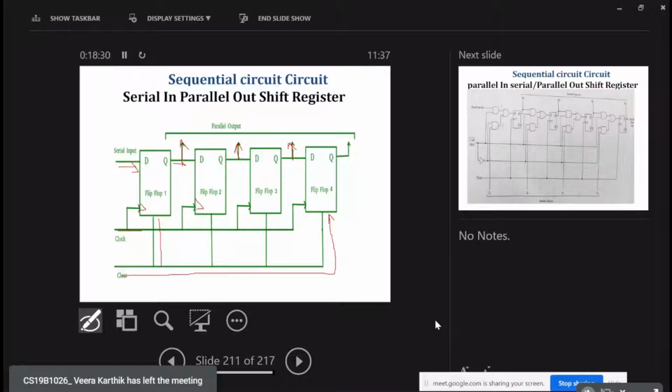So the input information is given only at the first flip flop. The successive flip flops will get information from the previous flip flop, just like the serial in, serial out register. First, the serial input goes inside the register at the input terminal of the first flip flop. The output terminal of the first flip flop is connected with the input terminal of the next.